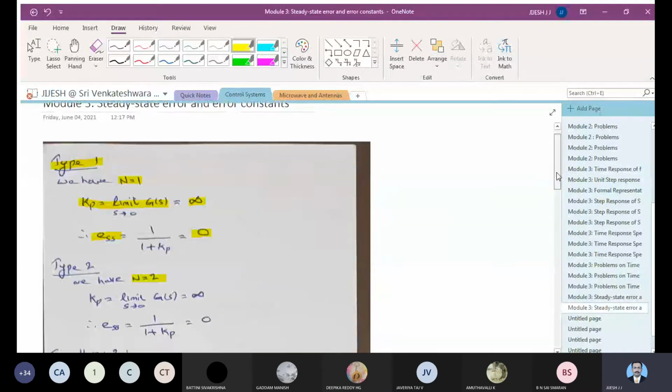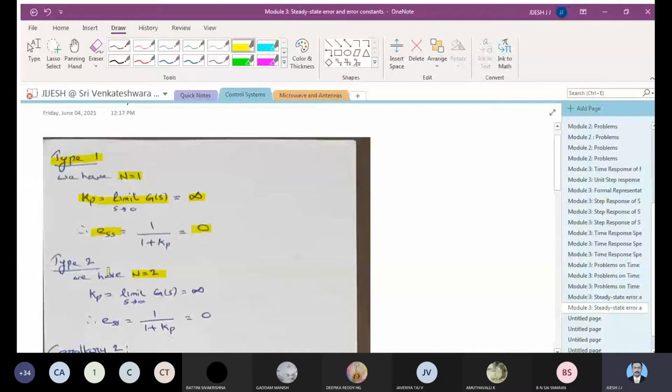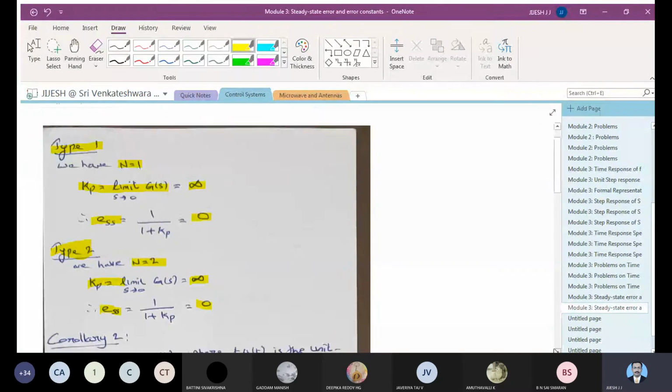Then when you see the type 2 system, you can take it as n is equal to 2. And when n is equal to 2, Kp will be infinity. When infinity is substituted, ESS will be 0. So for unit step response, you get three things. At type 0, Kp and ESS are constant. At type 1, Kp is infinity, ESS is 0. Type 2, Kp is infinity, ESS is 0. So now this is done with the unit step response.